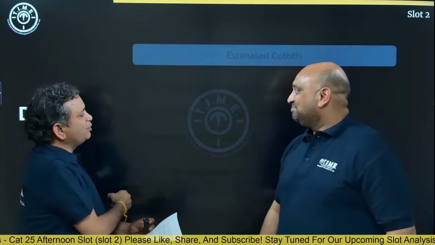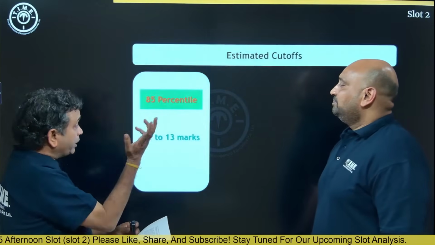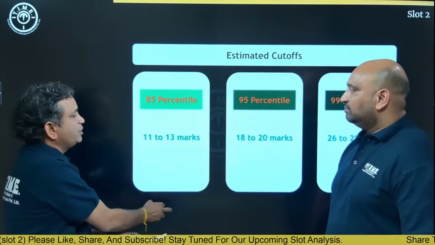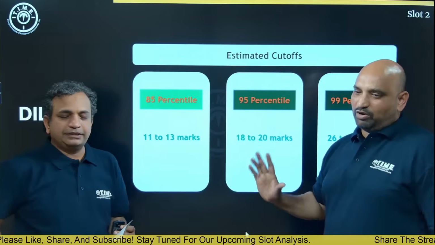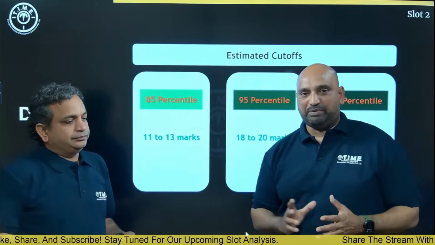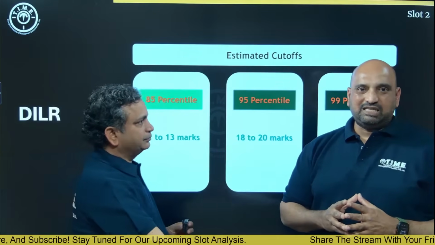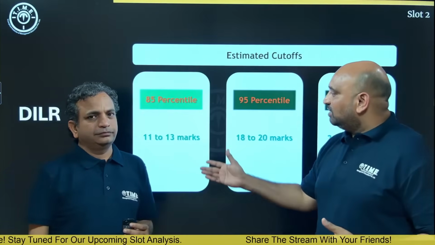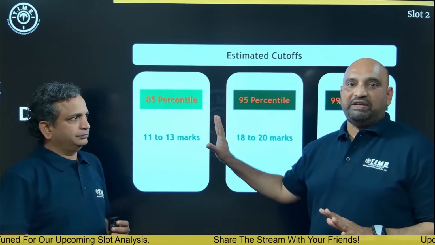Okay. So let's now move to Quant. Before we move to Quant, we have to look at the cutoffs in this section. So what is your view on these? Cutoffs are going to be definitely on the lower side. We're looking at 85 percentile, around about 12 marks. That's about 4 questions, right? That's typically 1 set. That's what we estimated.